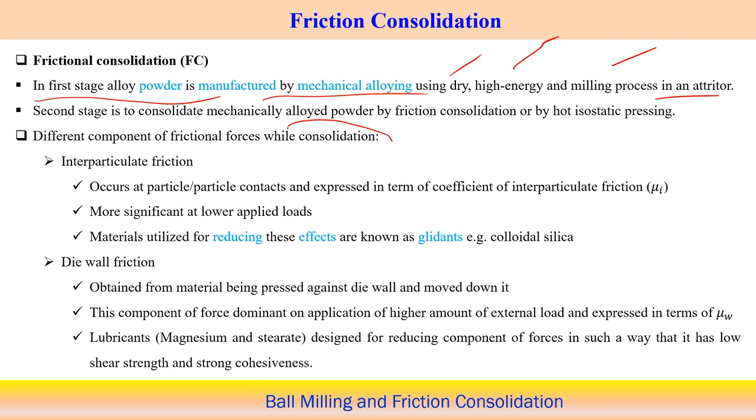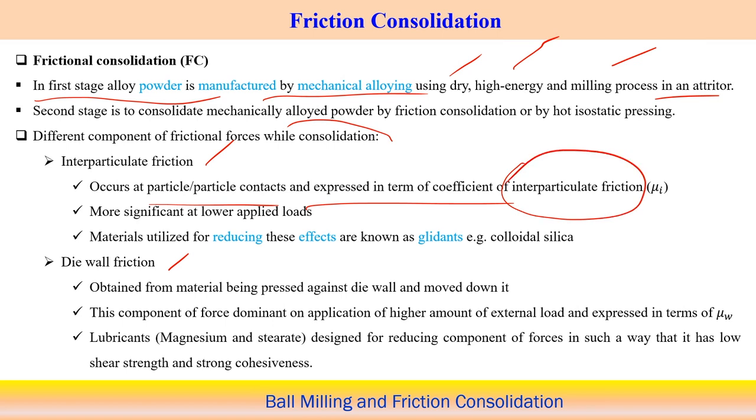So what are the different components of the frictional force that are active during the consolidation when you try to explain the mechanism of friction consolidation? One is interparticulate friction, another is die wall friction. Both kinds of frictional mechanism are active here. Interparticulate friction occurs basically from particle to particle contact, and is expressed in terms of the coefficient of interparticulate friction.